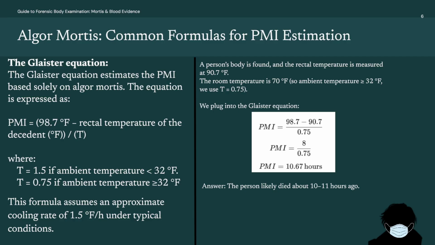A person's body is found and the rectal temperature is measured at 90.7 Fahrenheit. As you can see, we will use the second one, which involves 0.75. So, as the room temperature is 70 Fahrenheit, we plug into the Glaister equation 98.7 minus 90.7 divided by 0.75. And as you solve the equation, you'll get 10.67 hours. The person likely died about 10 to 11 hours ago. And that's how you use the Glaister equation.